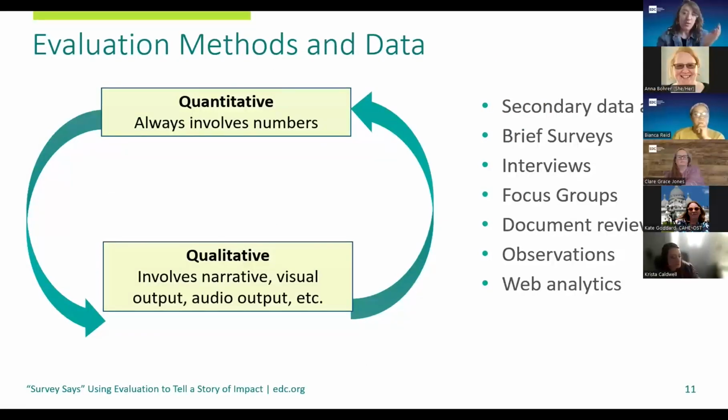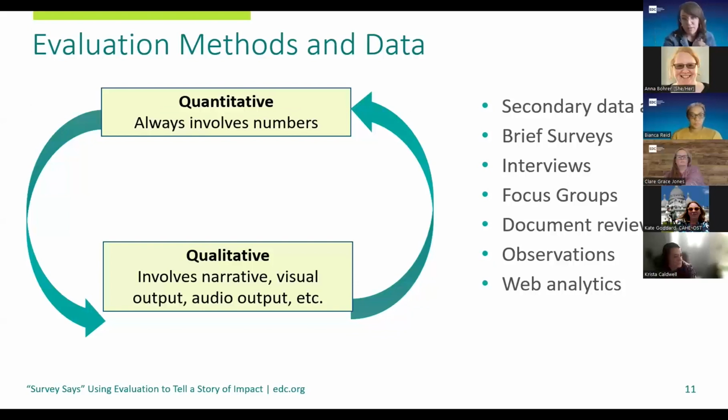Now, the way that we go about answering those questions is we use evaluation methods and data. It's really just research methods and data. And I know this might be a little basic for some folks in the room because I saw a lot of folks talking about data, so you might be familiar with this. But when we talk about mixed methods in evaluation and in research, what we're talking about is primarily two different research methods that mutually support and reinforce one another to help us answer the questions that we have. So quantitative research methods dealing with numbers and qualitative research methods dealing with stories, narratives, visual output, audio output, etc.